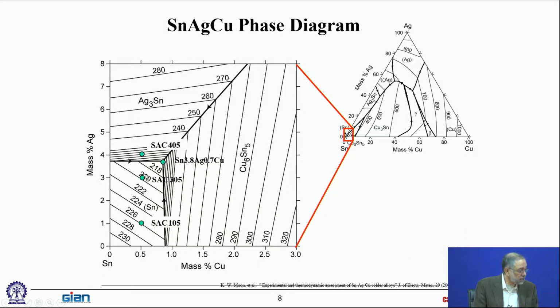But the rest of the industry quickly dropped. They decided to reduce the silver percentage from 3.8 down to about 3.0, SAC 305. That does mean slightly higher temperatures. They live with it. That does mean a bigger pasty range. They live with it, mostly to get better solder reliability.